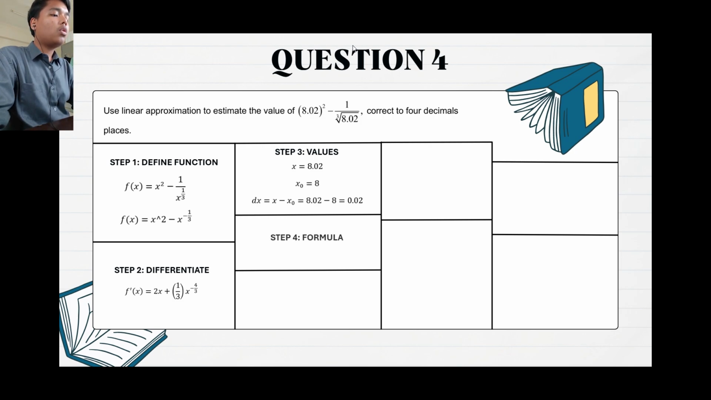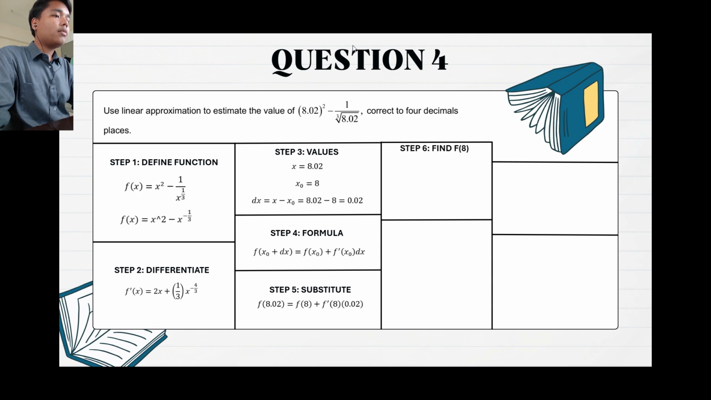Step 4, we write the formula. F of x naught plus delta x is approximately equals to f of x naught plus f prime of x naught times delta x. Step 5, we substitute into the formula. F of 8.02 is approximately equals to f of 8 plus f prime of 8 times 0.02.